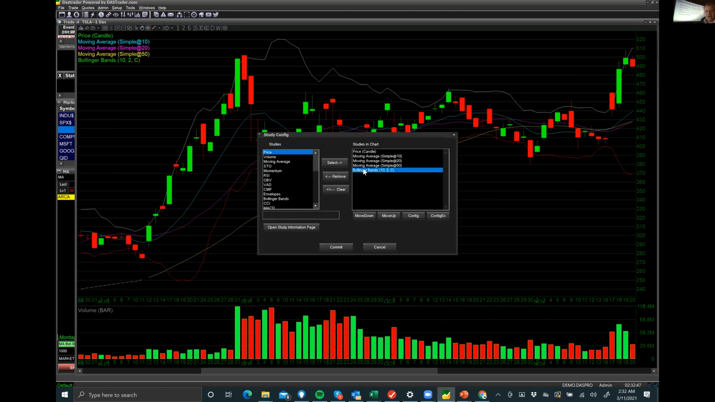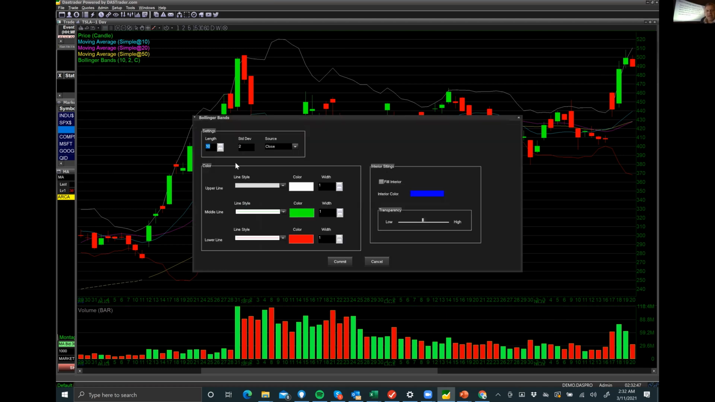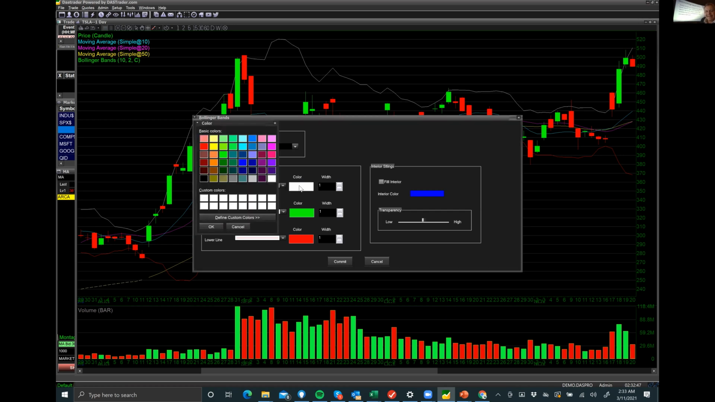Okay, just click on Bollinger Bands. You double click on the actual chart, go to Bollinger Bands. And here we go. Standard deviation set to the default 2. Source is on close. Length is 10. Line style, we're fine. Color. I tend to like to use a different color rather than white. I'm going to use blue.